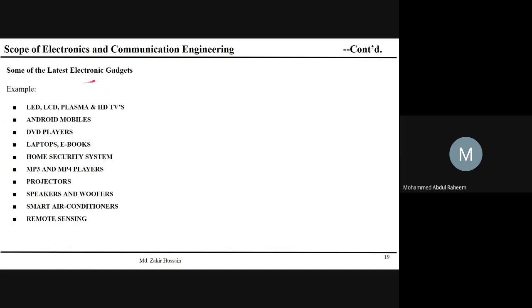Those billions of transistors are made by these electronic guys. Some of the latest electronic gadgets are listed here. Anyway, I'm going to share this slide with you.